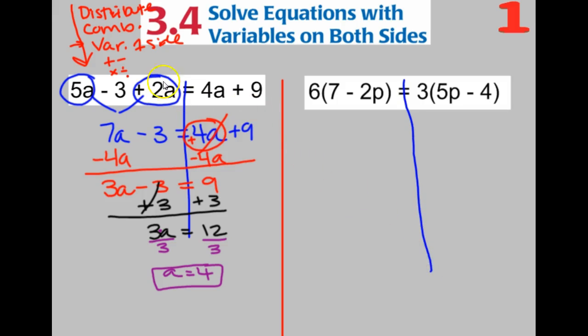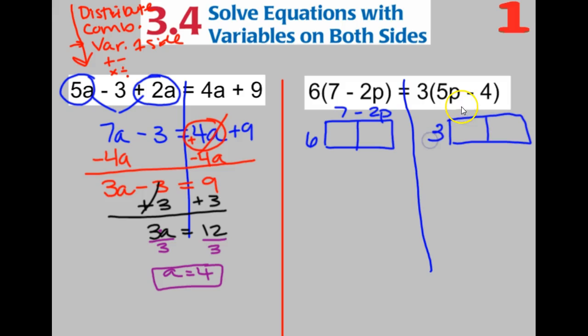Same thing over here, except this time we do have to distribute. There are parentheses, so if you can do this without drawing a box, that's fine. 7 minus 2p on the top, 6 in front. Same thing here, 3, and then we have 5p minus 4. So when we multiply, 6 times 7 is 42. 6 times negative 2 is negative 12p. So we have 42 minus 12p equals 3 times 5 is 15p, and 3 times negative 4 is negative 12.